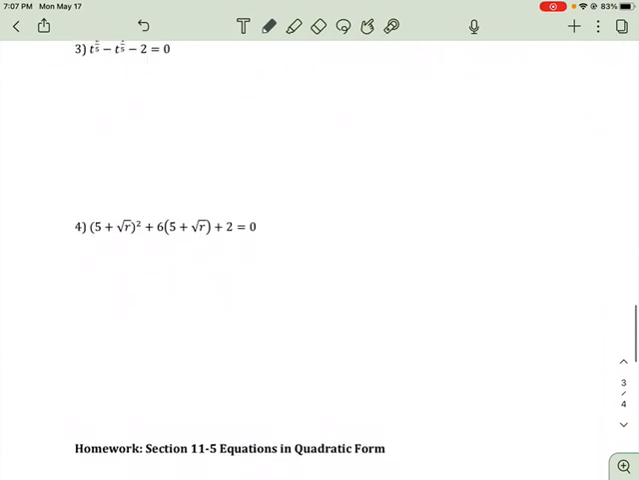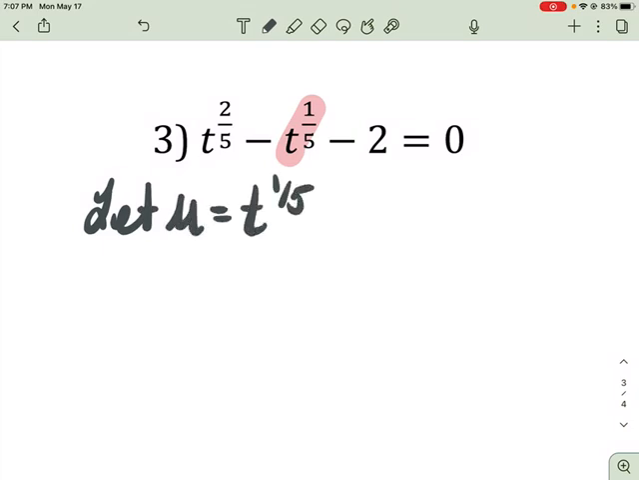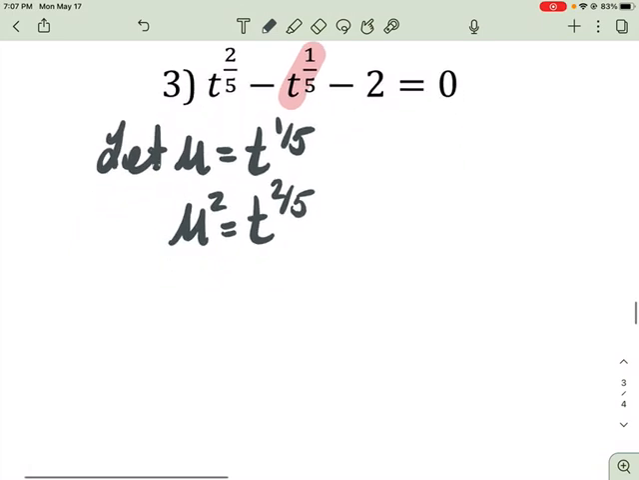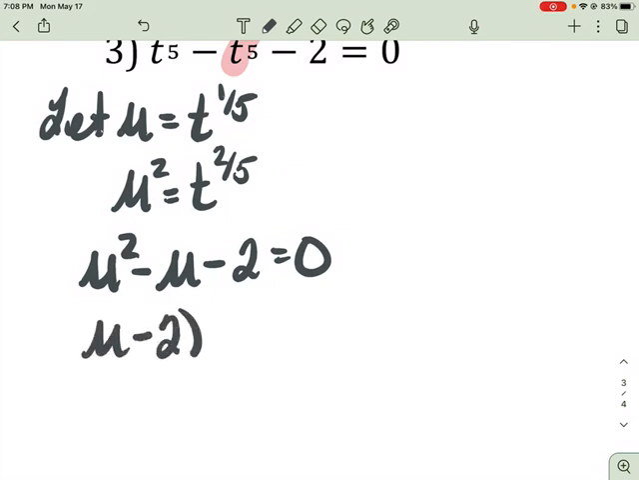All right, let's try another one. Yeah, I think we can do both of these. All right, so here, again, here's my middle. All right, so there's my let u, t to the 1/5. So u squared would be t to the 2/5, right? Because we're squaring it and multiplying 2 times 1/5 is 2/5. All right, so u squared minus u minus 2 is equal to 0. Easy to factor. Minus 2 plus 1.